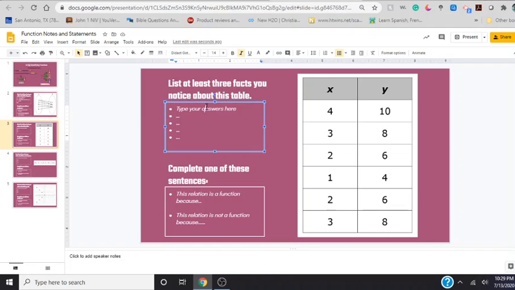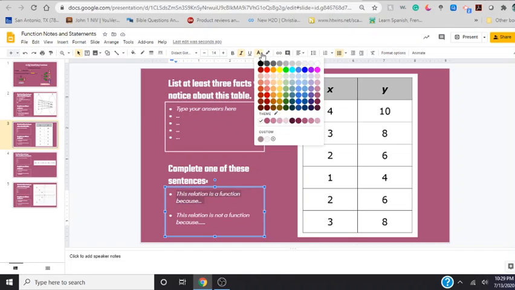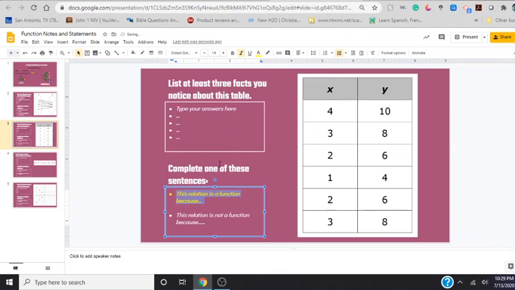So I list out 3 things I saw here, and I would say this is a function because, I'll go ahead and highlight. Now, this is not an answer key, so I'm not going to give you all the answers. I just want to show you how to do it.